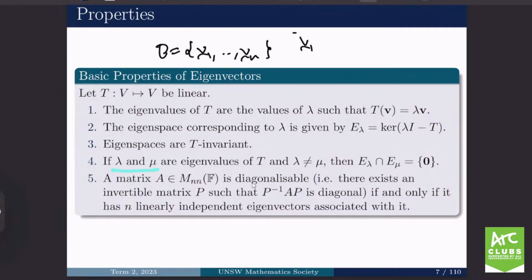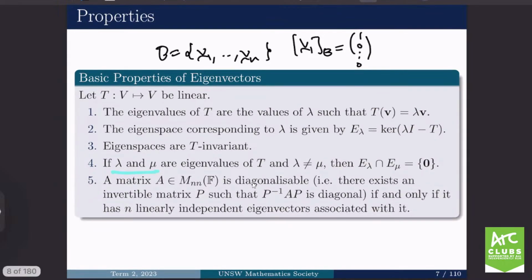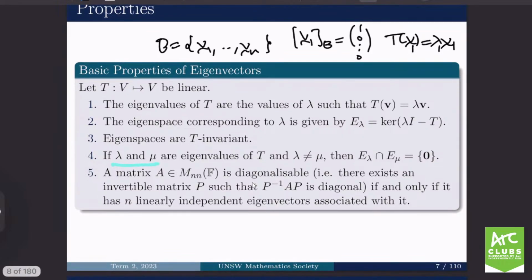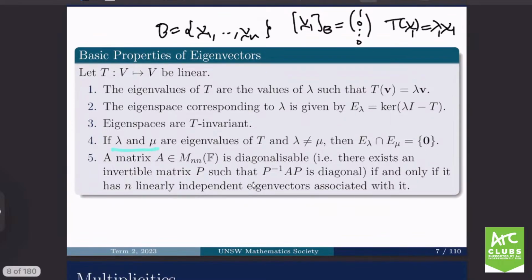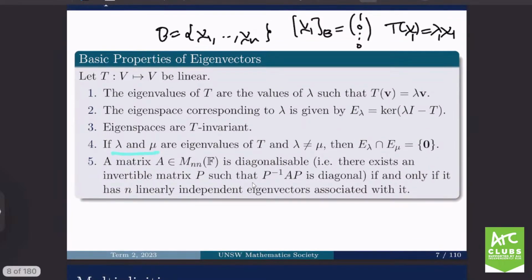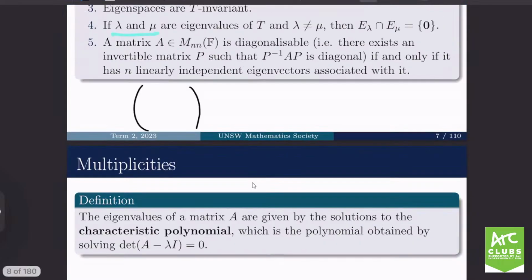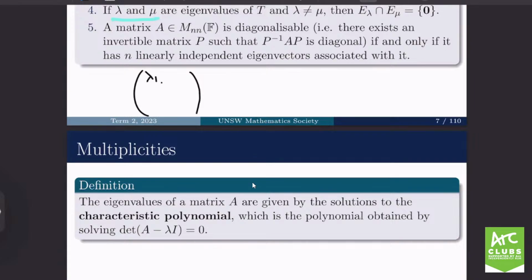And with respect to this basis, then the coordinate vector of v1, for example, would be 1, 0, 0, 0, etc., right? Now, we know that if I plug, let's say, v1 into the linear map, what I'll get is lambda 1 v1, because it's an eigenvector. Now, if that's the case, then if I have a representation of my linear map with respect to the eigenbasis, then what that's going to be is just a diagonal matrix with the eigenvalues in the diagonal entries.